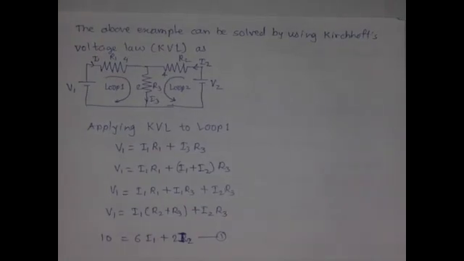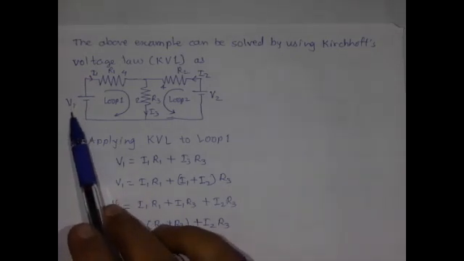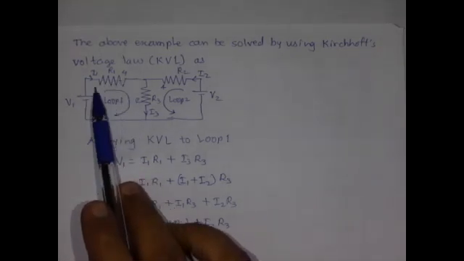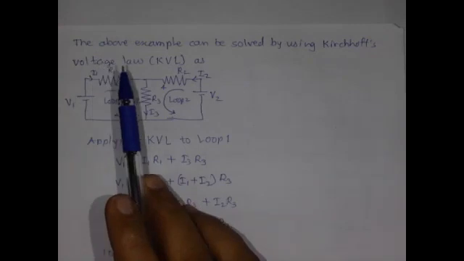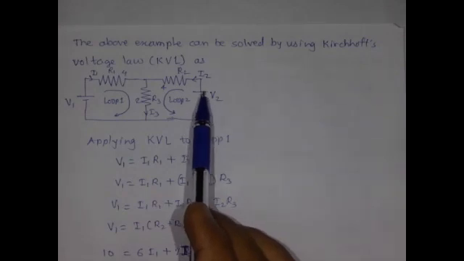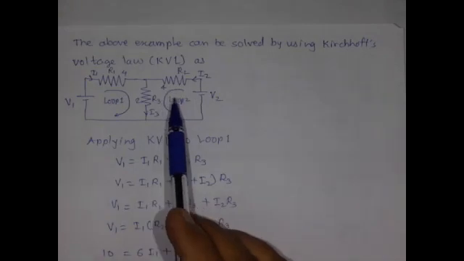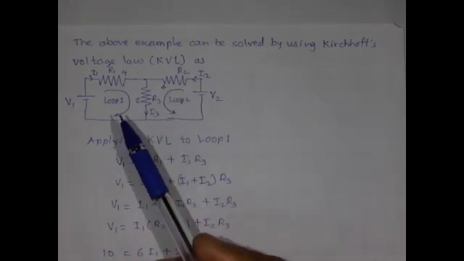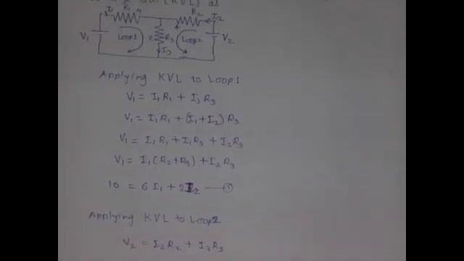Now here, Kirchhoff voltage law says the algebraic sum of voltages in a closed loop is equal to 0. Means the applied voltage is the summation of the voltage across each component. Here I1 R1 plus I3 R3 is equal to V1, for this closed loop. For the second loop, V2 equals I2 R2 plus I3 R3. By using this Kirchhoff voltage law, we have to find out the currents I1, I2 and I3, and these currents are calculated as follows.